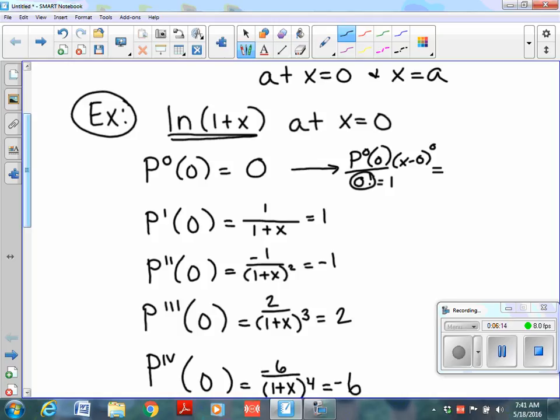P sub 0 equals 0. All I'm going to do is take this and substitute it in for here, which ends up being 0. So 0 times everything is just 0. So that's my first one.